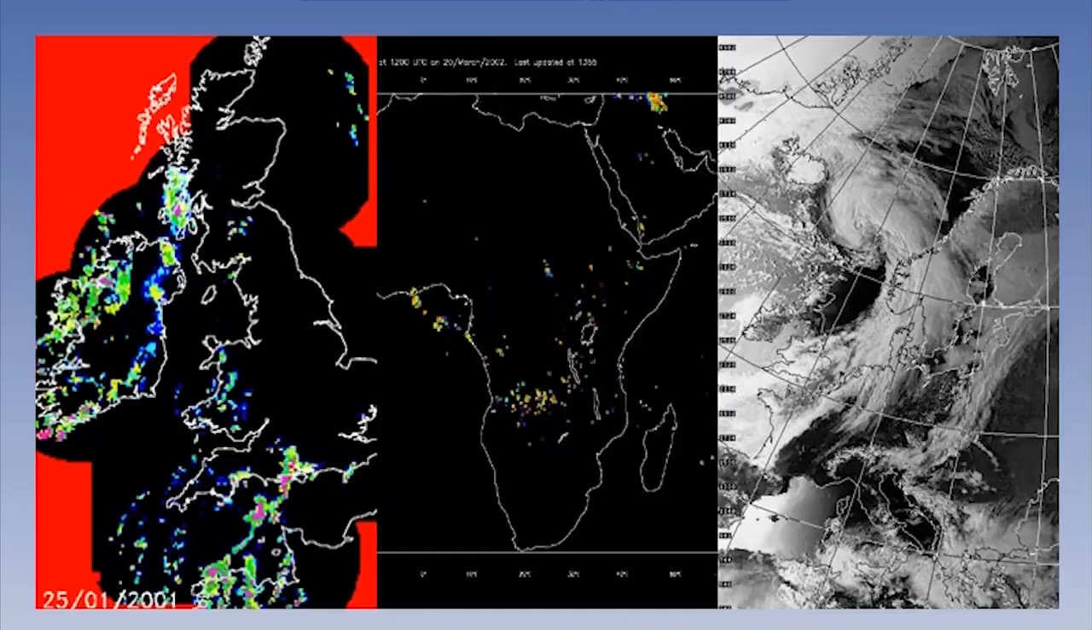So that's it for remote sensing. The data provided by these techniques can be a useful aid, giving more comprehensive information over a wide area, particularly in data-sparse regions.